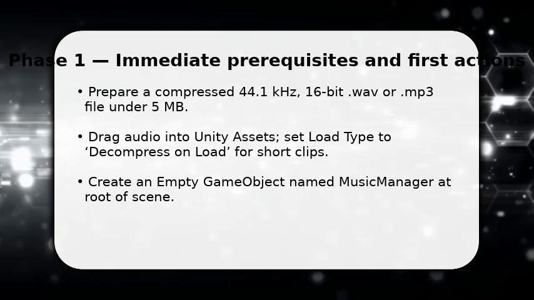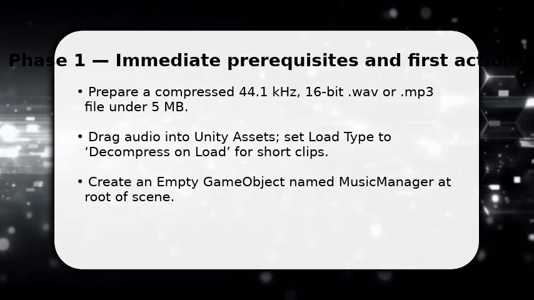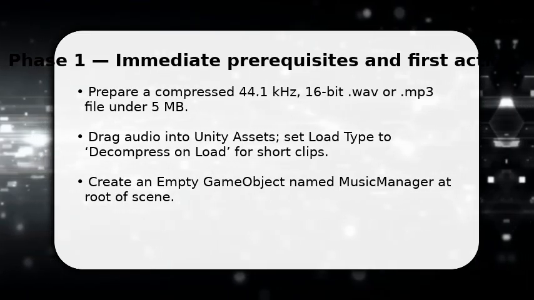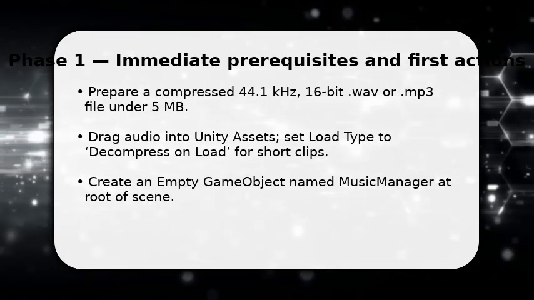You start by adding the music file to your project so Unity can reference it. This is why file format and sample rate matter. Once done, drag the clip into Assets and adjust its import settings to optimize memory.